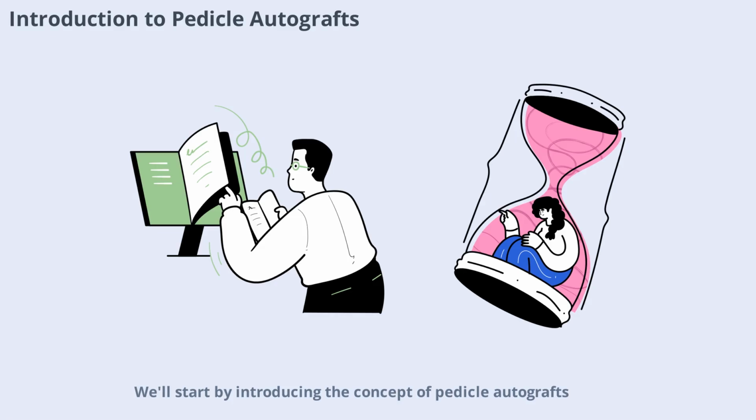We'll start by introducing the concept of pedicle autografts and then delve into the specifics of laterally displaced flaps, double papilla flaps, and coronally repositioned flaps. Let's begin our journey into the world of periodontal surgery.